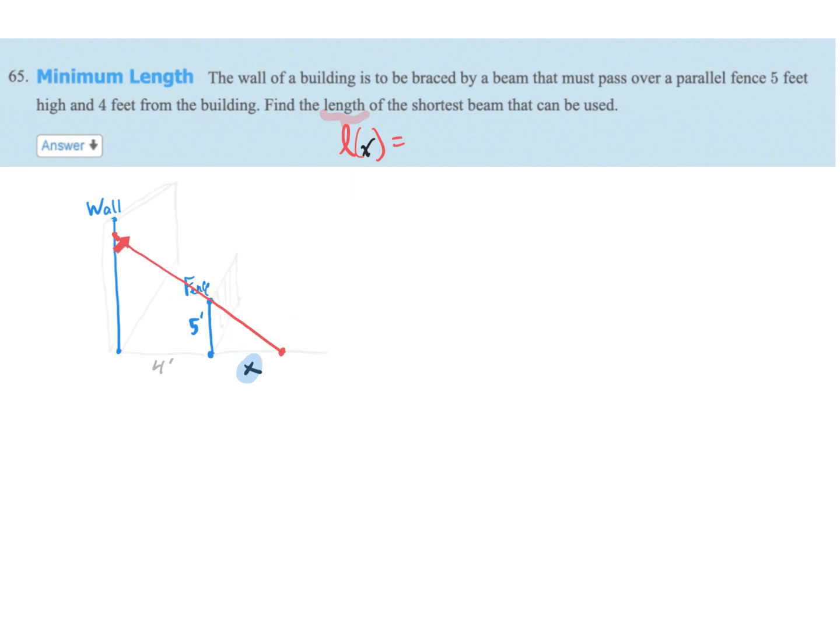All right, well, somehow we're going to use these similar triangles. Not sure how yet, but let's figure that out. Pretty obvious first step would be the Pythagorean theorem with this right triangle. The hypotenuse will be the square root of that sum. And now let's find an expression for this segment so that we'll have an expression for the entire length in terms of x.